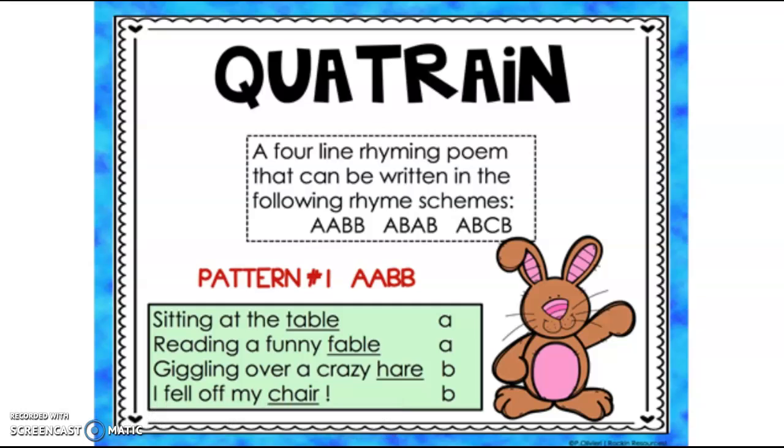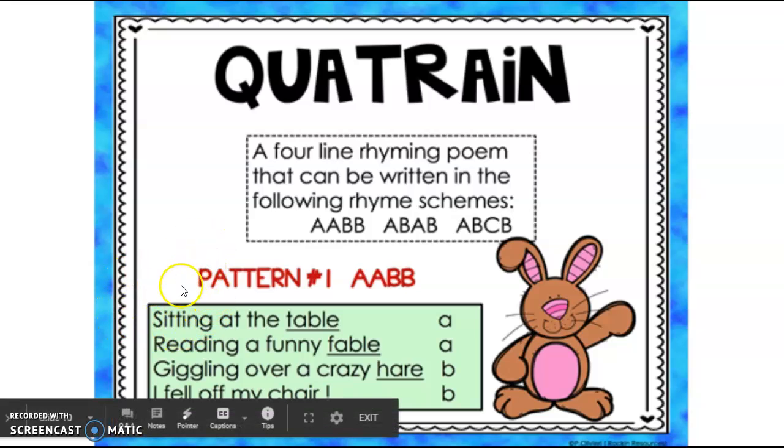The next type of poem that we're going to learn about is a quatrain. Now, there are 3 different types of quatrains that we will be learning about. A quatrain is a 4-line rhyming poem that can be written in the following rhyme schemes: AABB, ABAB, or ABCB. The prefix qua means 4, which is where the 4 lines are coming from.